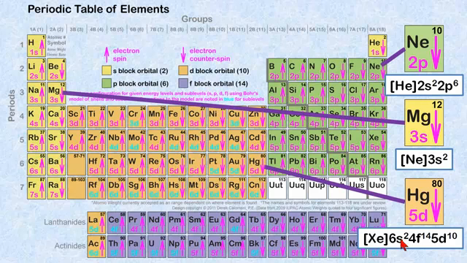We go over here to 4f14. So we come all the way across here. There's 14 of them. And we go to 5d10. And there's 1, 2, 3, 4, 5, 6, 7, 8, 9. And then the 10th one is down here, which I skipped.